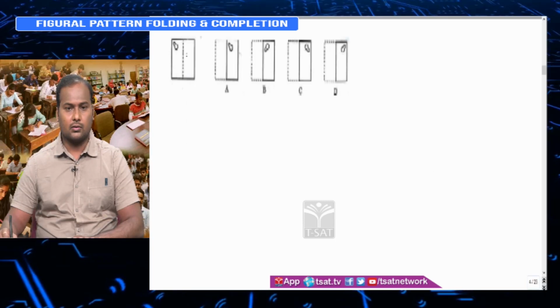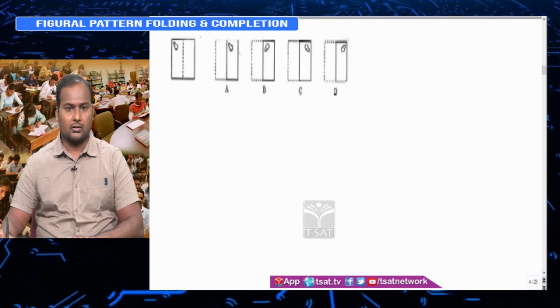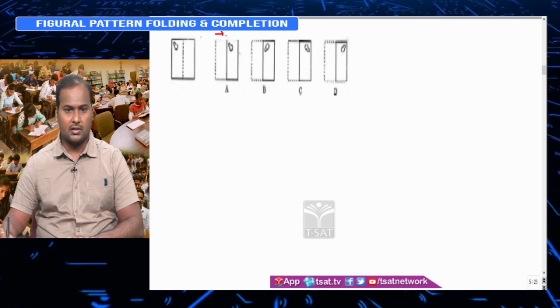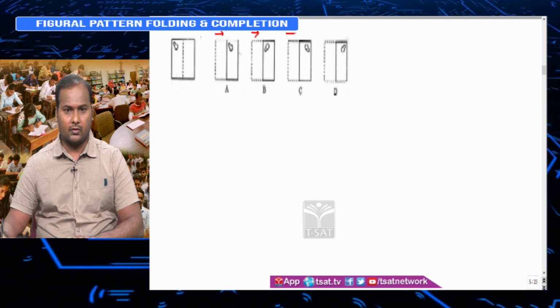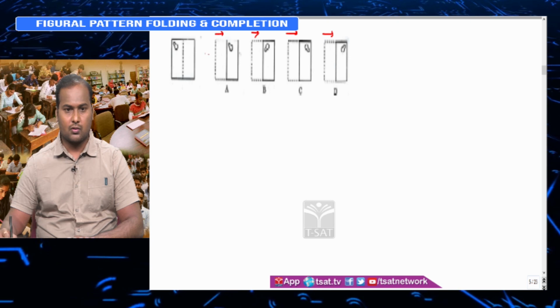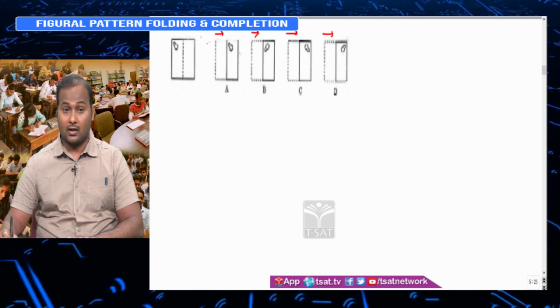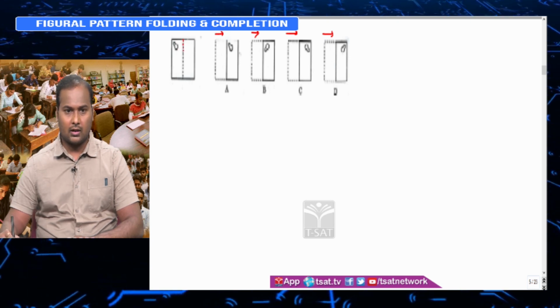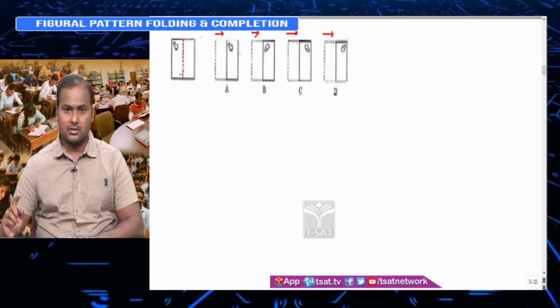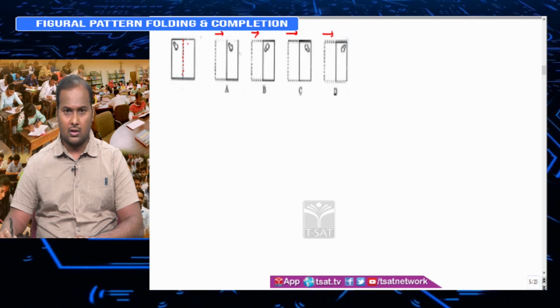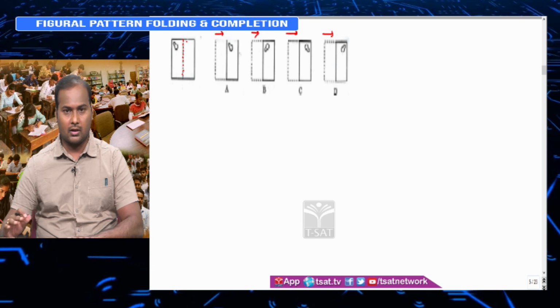So in this case also, how is he folding the paper? The manner of folding is very important. He is folding the paper from left to right. So when he is folding from left to right, I already said that this dotted line, you people have to imagine it as a mirror. It's not exactly a mirror. This is not a mirror kind of question.